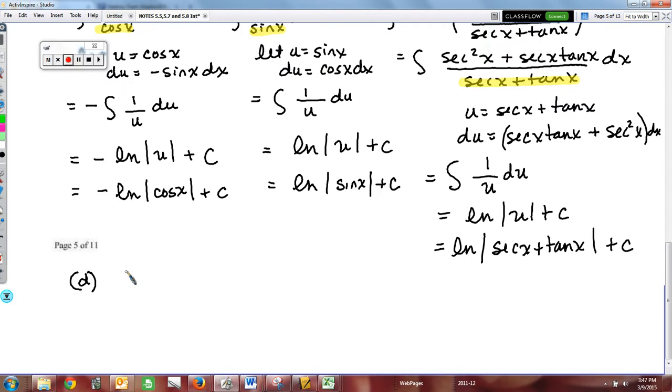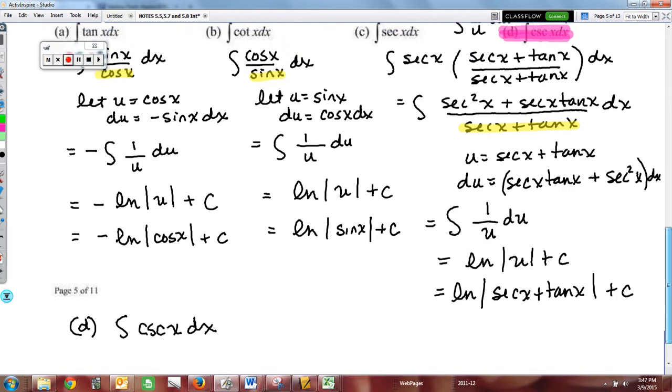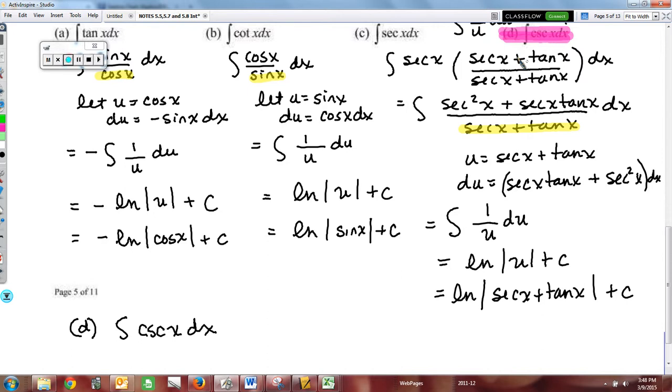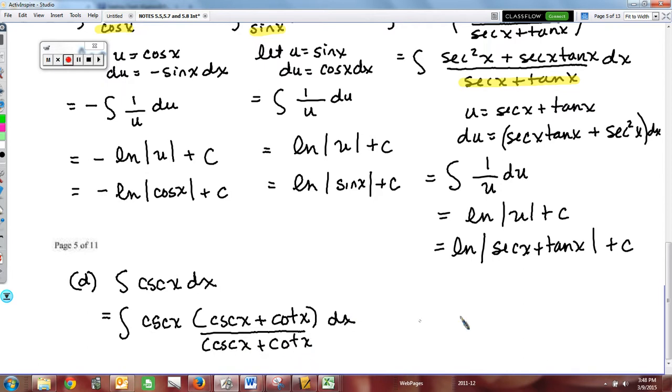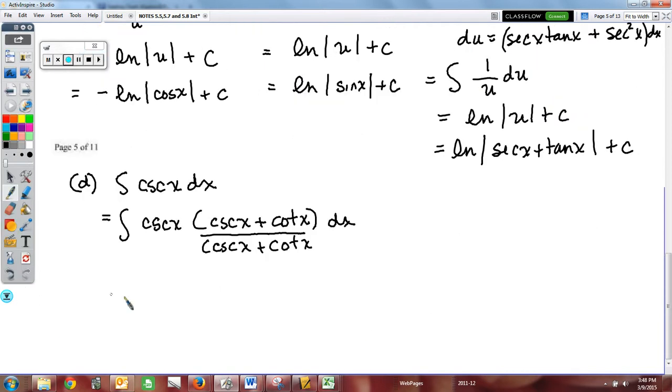So we're trying to integrate cosecant of x dx, which is not one of the rules that we know. So our initial thought, using the long way like we did here, on this one we multiplied by a form of 1. And I'm going to do the same thing here. I'm going to multiply by a form of 1. And the form of 1 I'm going to multiply by is going to be cosecant of x plus cotangent of x over cosecant of x plus cotangent of x, because that's going to give me something that has known derivatives in it. So I multiply by a form of 1.